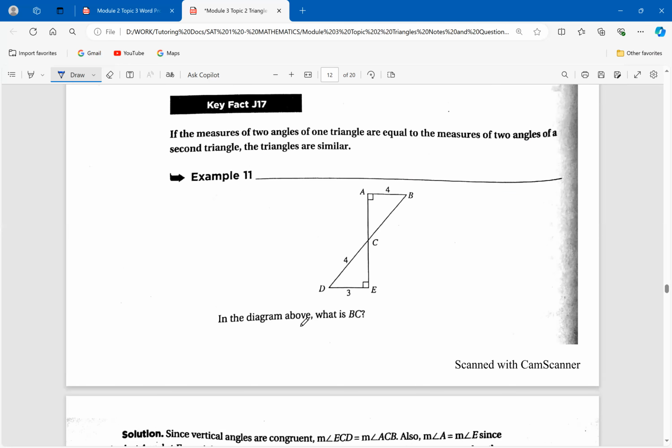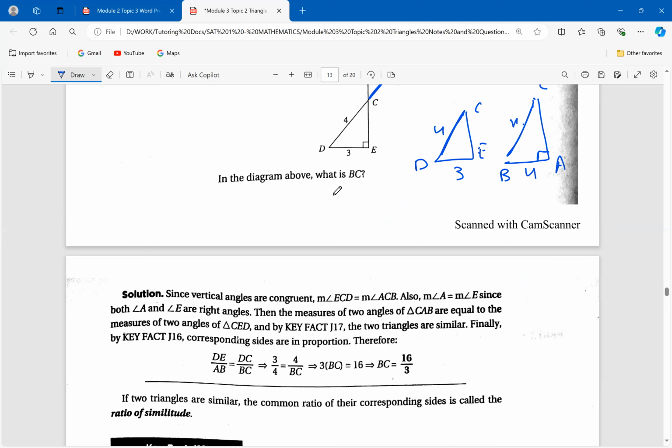Example number 11. Look at this. What is BC? This is the length that we are finding. So now you've got these two triangles. Let's try to draw them in a similar way. If you've got D, C, and E, the other triangle is going to have A over here, C over here, and B over here. AB is 4 over here. DE is 3. Then CD is 4. B and C is what we are finding. So we know this information. Now the question says, what is BC?